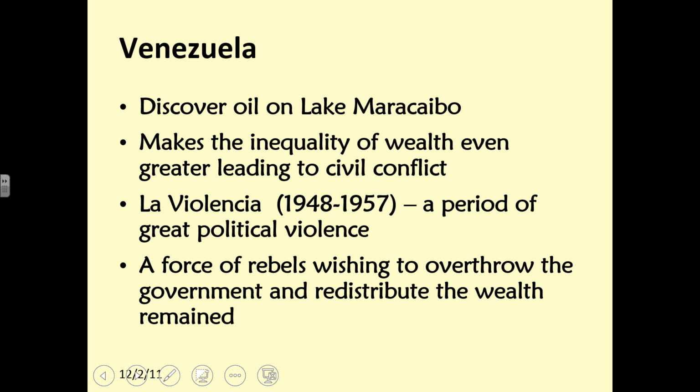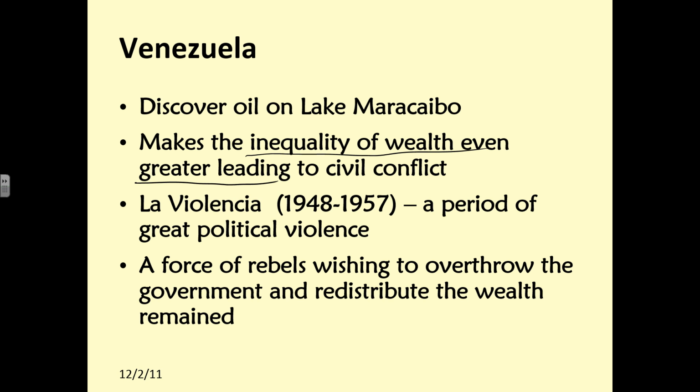In Venezuela, we have the discovery of oil in the early 1800s. And this discovery is significant because instead of taking away the wealth from the Criollos, who, let's face it, were only wealthy because of their racial identity, it actually made inequality and wealth even worse.